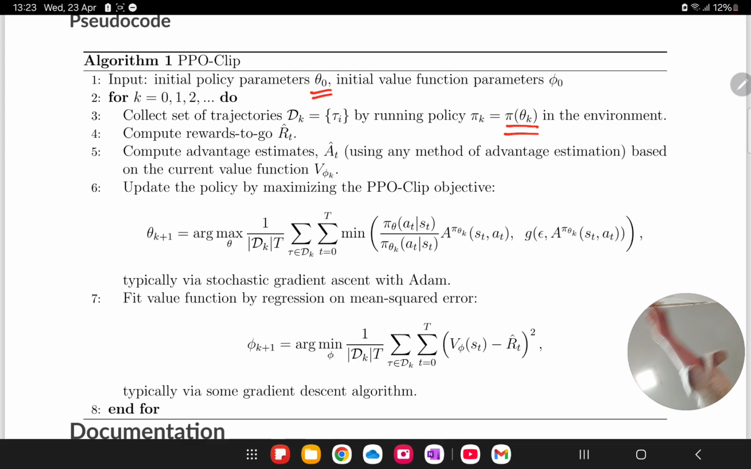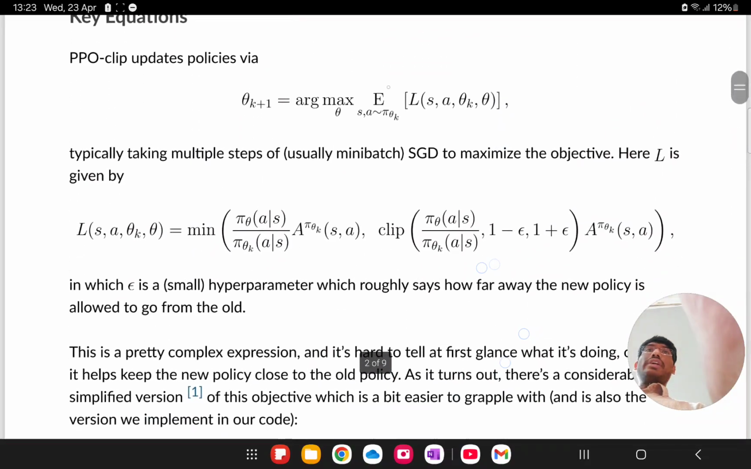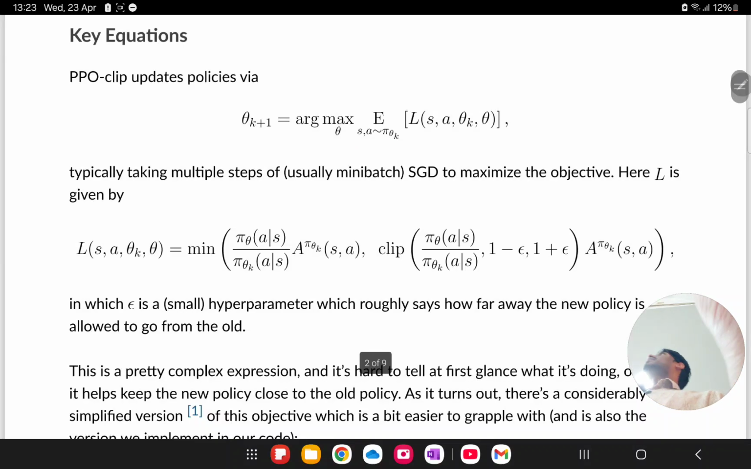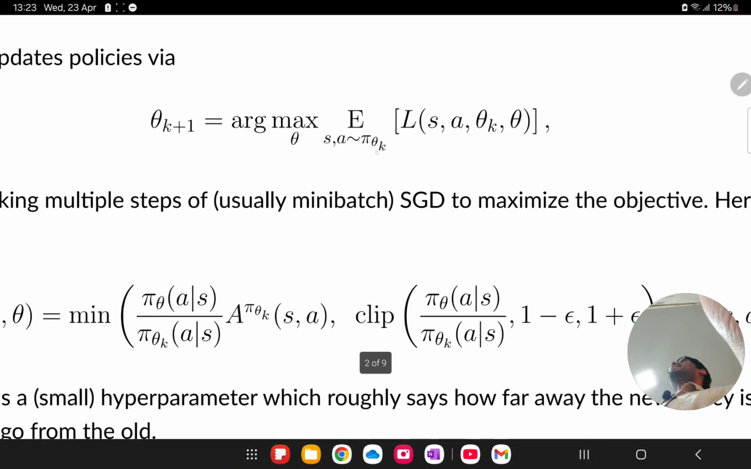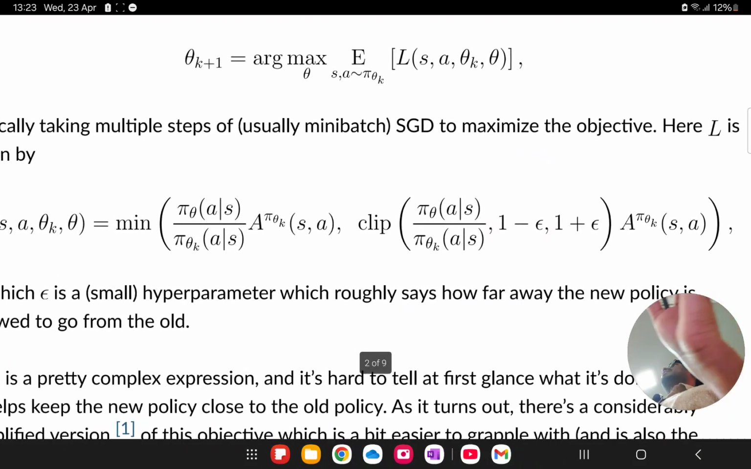Using that data that you got with respect to this policy, you have to estimate this quantity, because we want to take an expectation over s comma a, where the data is taken with respect to theta k. The objective has an expectation with s comma a sampled according to theta k. So you are collecting a lot of data using your current policy. Then you will know what s comma a pairs you get. In this objective, theta k is known, your current parameters you know.